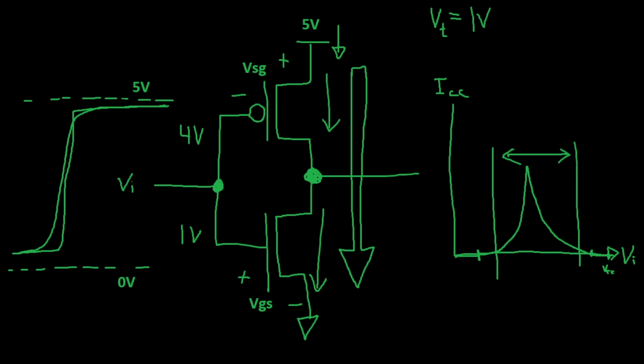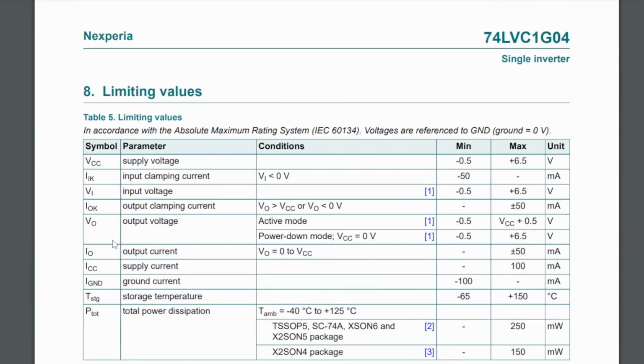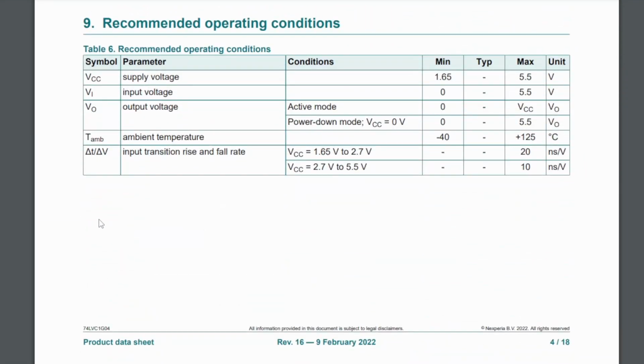Let's take a look at the datasheet. In the recommended operating conditions, we see this delta T, delta V specification. It says input transition rise and fall rate. It says that the slowest transition rate can be 10 nanoseconds per volt. Or in other words, at 5.5 volts, it must take less than 55 nanoseconds to transition completely from low to high.